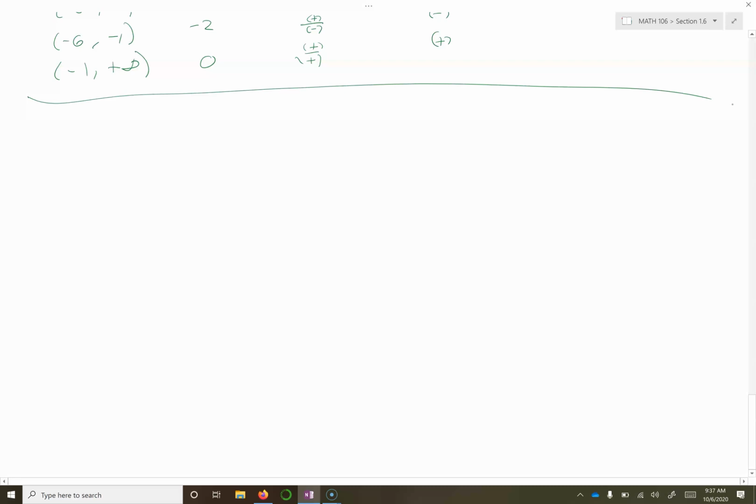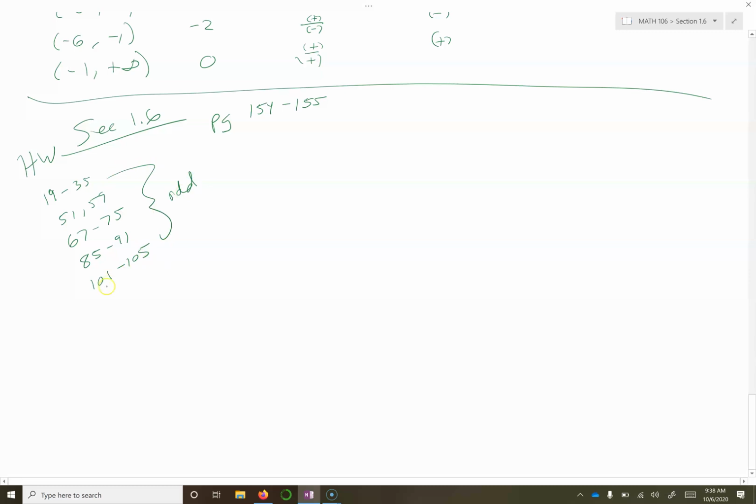Okie dokie. So I'm going to give you a homework assignment here for section 1.6. This is on pages 154 to 155. All right, again, these are all odd: 19 to 35, 51, 59, 67 to 75. It seems like a lot, but it's really not. 85 to 91, and then 101 to 105. And they're all odd. So really, what is it? 3, 6, 8, 10. Yeah, there's really not a ton here.